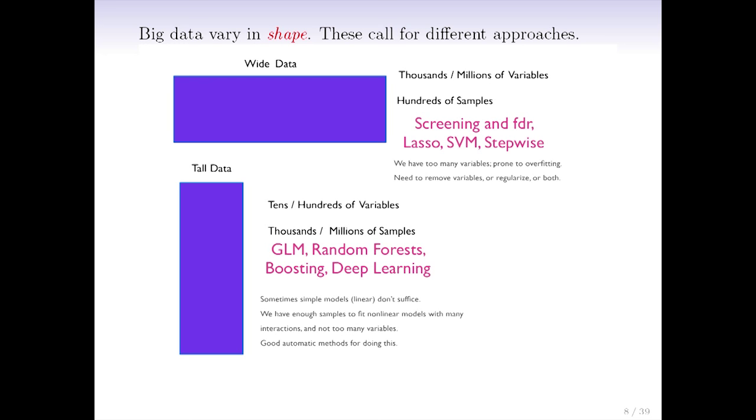So then you also have tall data. This is the other extreme. You've got not so many variables, maybe tens or hundreds of variables, but you have many observations, maybe thousands, millions of samples. So there we can afford to be a bit more aggressive and fit richer models. So we might fit generalized linear models or random forests or boosting or deep learning. These are some of the names you might recognize. So we can fit quite rich functional models where we model interactions and higher order interactions and really can afford to fit lots of parameters.